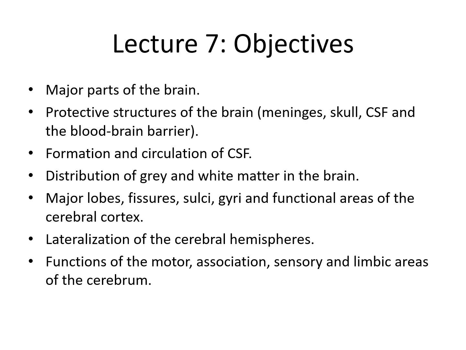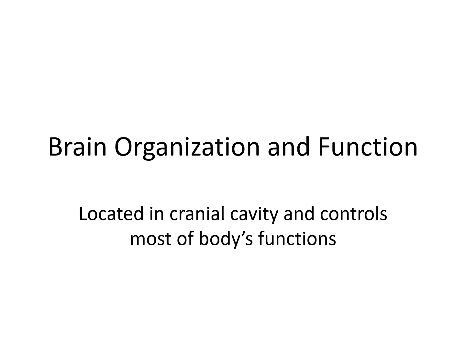We'll see how the distribution of gray and white matter is different in the brain, and the major lobes, fissures, sulci, gyri, and functional areas of the cerebral cortex. We'll also mention the lateralization of the cerebral hemispheres. Lastly, we'll discuss the functions of the motor, association, sensory, and limbic areas of the cerebrum. So let's get started.